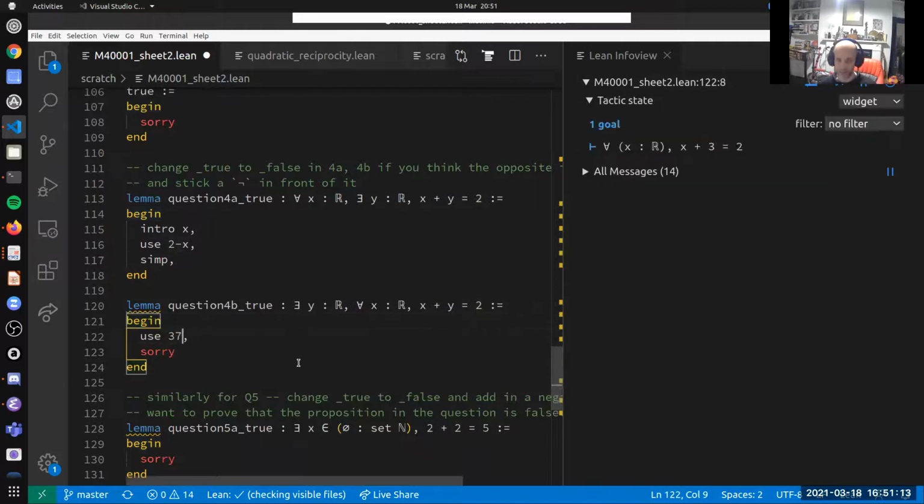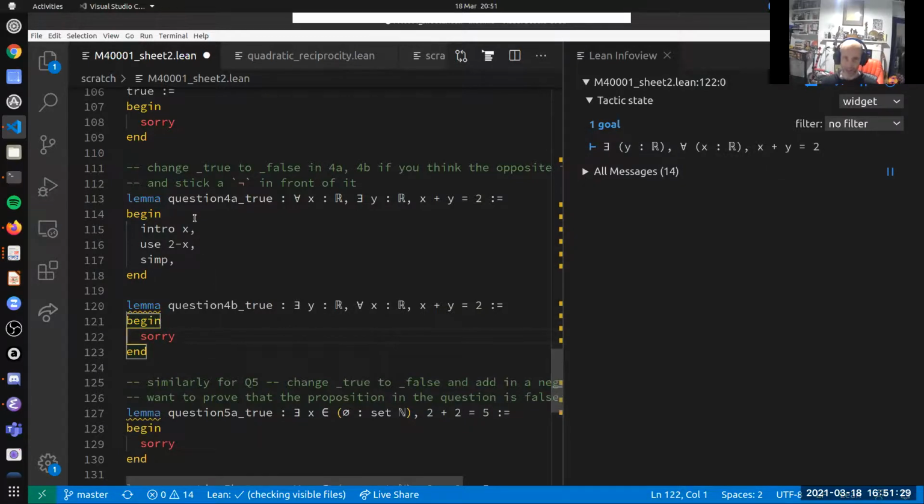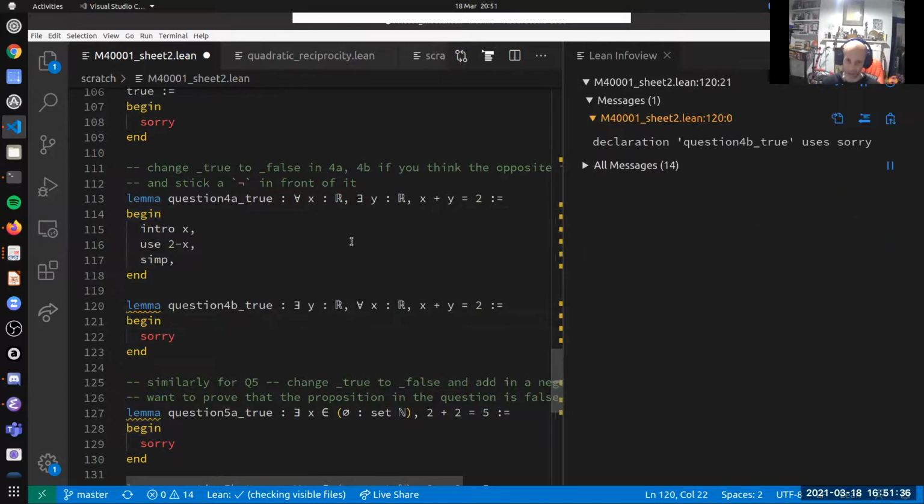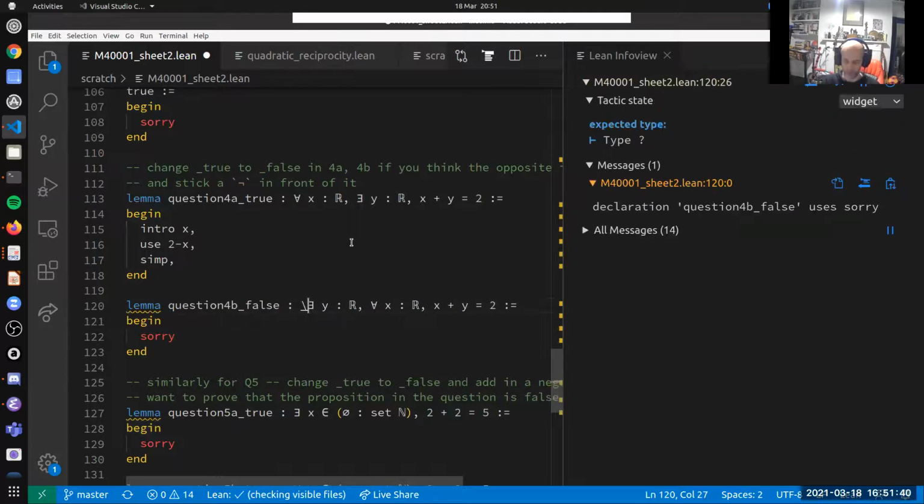We're going to have to use a number like 37. We could use 37, because that doesn't involve an x. But now, unfortunately, we've got to prove that for all x, x plus 37 is 2, and this can't be proved. And indeed, this is a level of a puzzle game, right? And this is a level of a puzzle game as well, but this level can't be solved, so we have to actually change this. We should change this to false because question part 4b is false. We should put a little not in front of it.